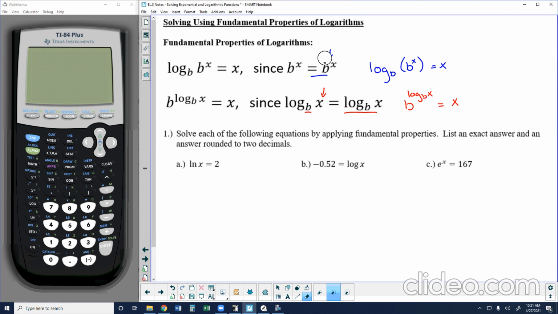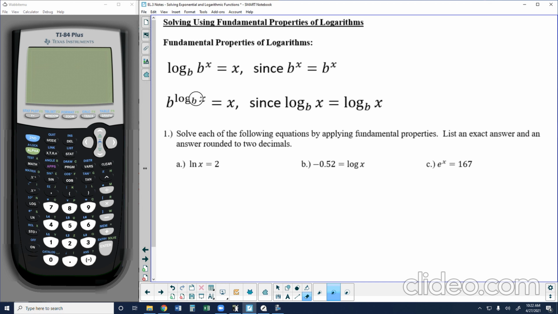Now, why this is important is what we can see here: if I have any exponential function that's b to the x power, notice the variable x is in the exponent. If I take a logarithm with the same base, there's my base of my exponent, there's my base of my logarithm, the result is just the exponent. So what this allows us to do is get variables out of the exponent in order to solve. The same thing can be true if I have a logarithm.